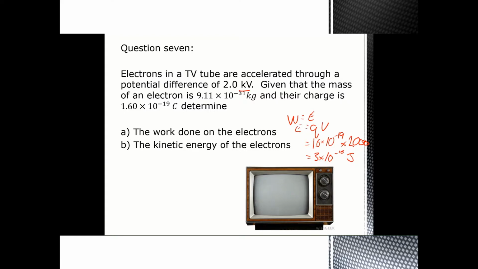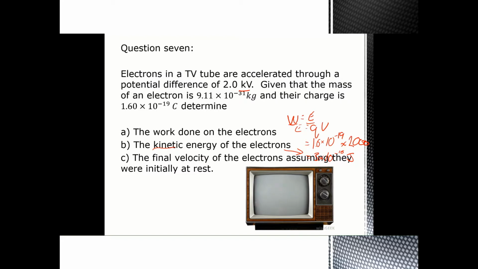Now, how much kinetic energy is done on the electrons? Well, if we look at it, work is equal to energy. The energy performed on this electron is just to accelerate it, to move it. So moving is kinetic energy. So that is also 3 times 10 to the minus 16.